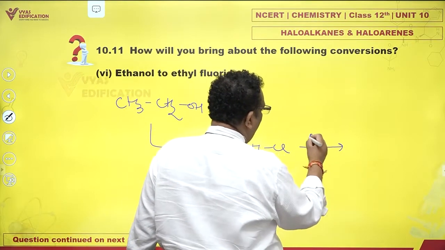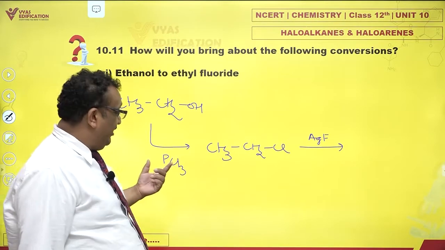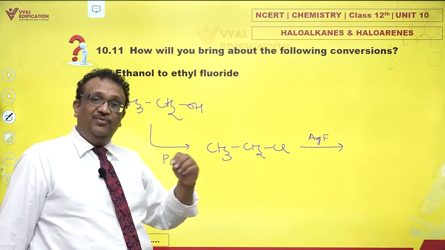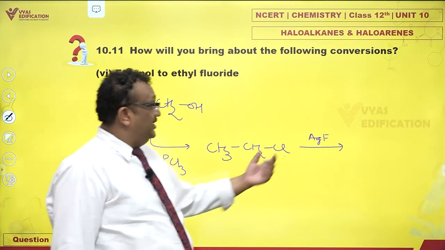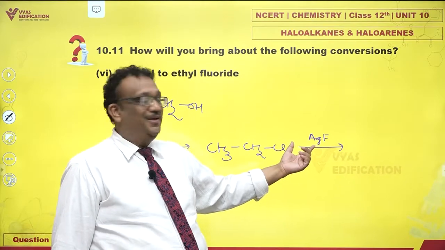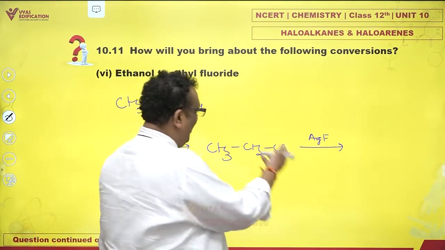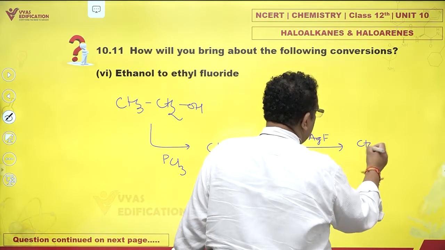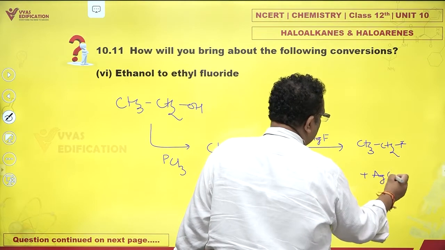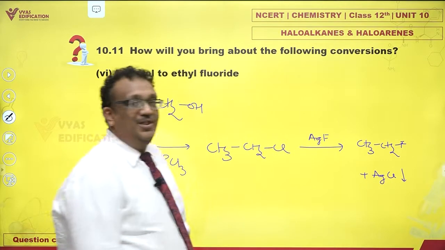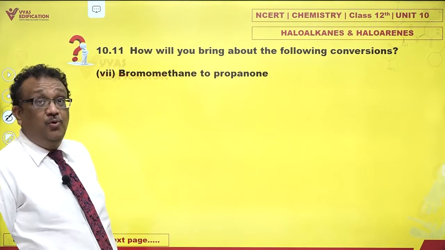Now treat this with silver fluoride, AgF. Please note, if you're treating this with PF3, you get nothing. PF3 is pretty inert, it won't react. But now you treat this. AgF is water soluble, while AgCl is not. So AgF will release fluoride ions, and now you can have a substitution to CH3CH2F, and AgCl will simply precipitate out. That would be a beautiful method for substitution.